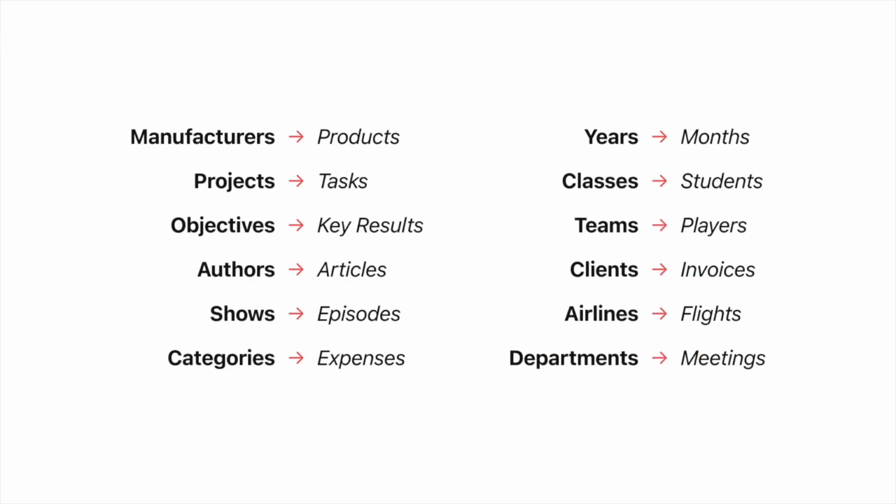So some other examples of these sort of parent-child relationships include manufacturers and their products, projects and their tasks, objectives and their key results, authors and their articles, shows and their episodes, expense categories and their individual expenses, years and months, classes and their students, teams and players, clients and invoices, airlines and flights, and departments or teams and their meetings. So you can get the idea here where the parent is sort of a single item that groups its children. And in Notion, these are going to be represented by independent databases.